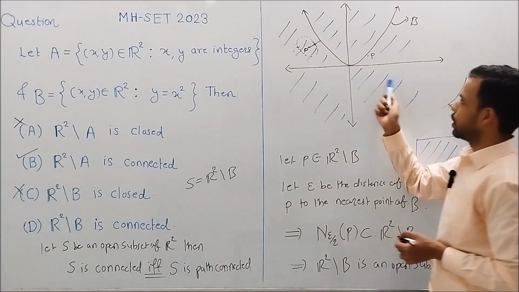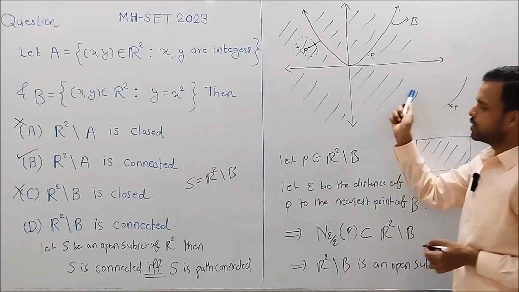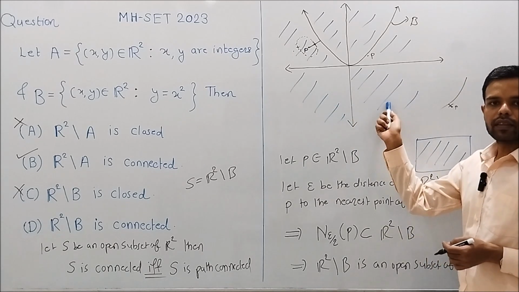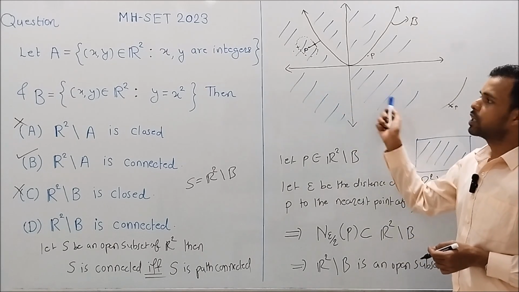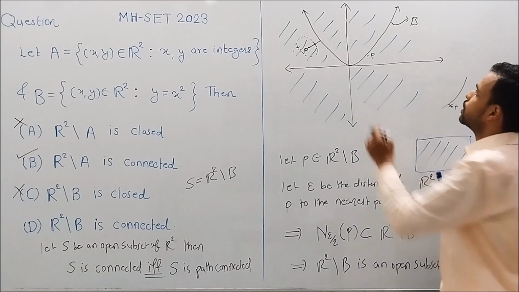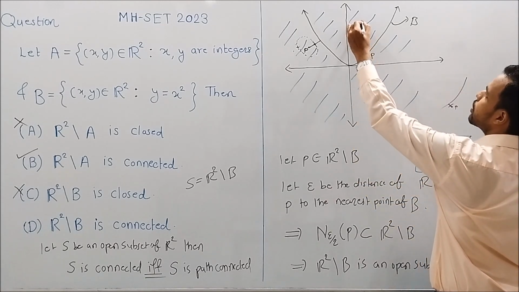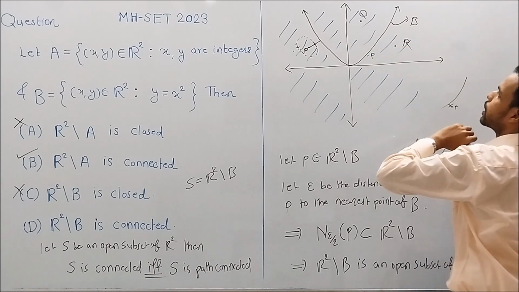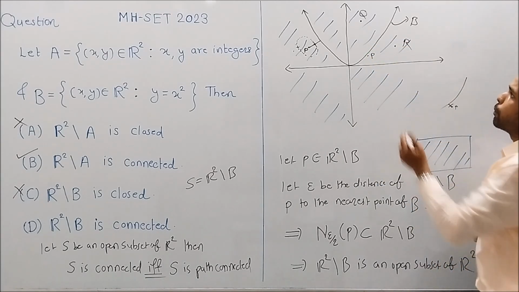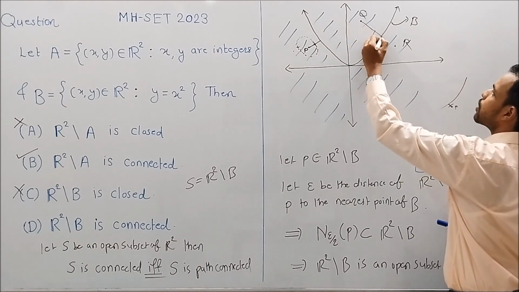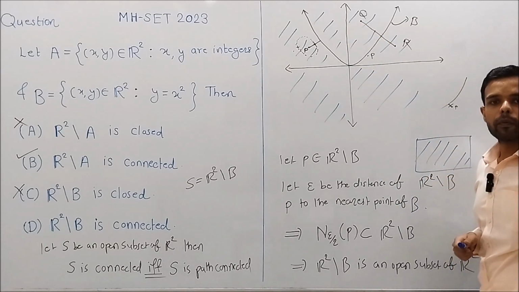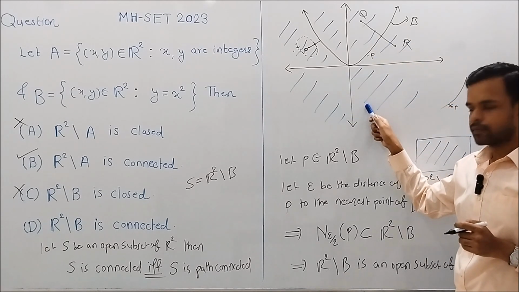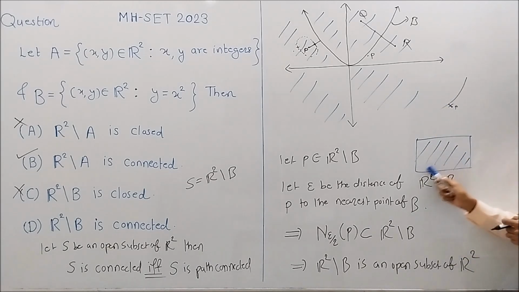And what is R2 minus B? R2 minus B is this shaded portion. Is this shaded portion path connected? No, this shaded portion is not path connected. To see it, take any two points, say the point Q here and point R here. Now, can you draw a path from Q to R which completely lies inside this shaded portion, that is, completely inside R2 minus B?